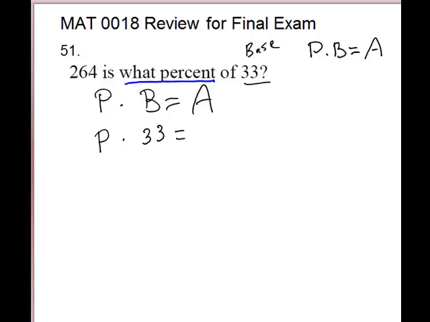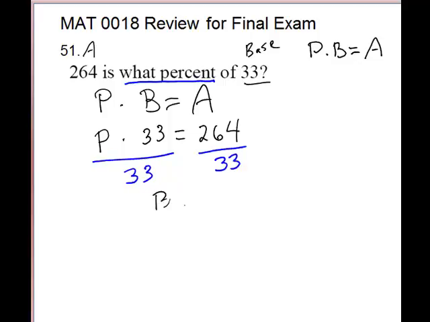Your A this time is at the beginning. 264, there's your is. Isolated by is. Now you have a plain equation. You're going to isolate your P. It's multiplied by 33, so you're going to divide. So again, with a calculator, this would be easy. We don't have a calculator, so we'll have to work a little bit.